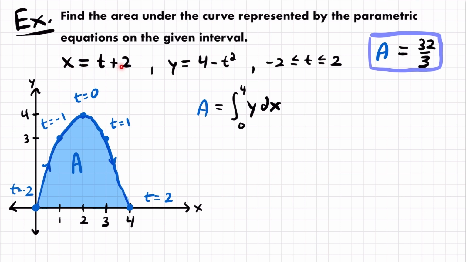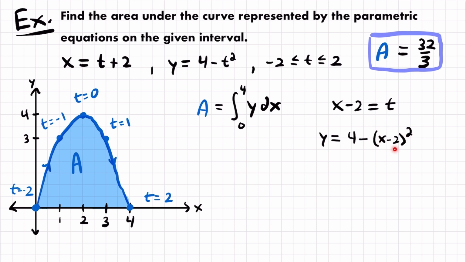All we have to do is subtract 2 from both sides, right? If we do that, we'll have x minus 2 is equal to t. We just subtract 2 from both sides of the equation. So t is equal to x minus 2. So we can replace t in our equation for y with x minus 2. So we'll have y is equal to 4 minus (x minus 2) squared.